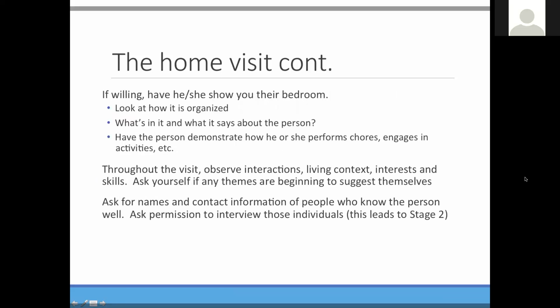If willing, have the person show you their bedroom. So look, how is it organized? And again, this doesn't have to be like a creepy, can you please show me your bedroom? But as the person is talking, oftentimes they may be describing something that's really important to them. And I'll say, hey, would you mind showing me that? Or they might say, I have an extensive jewelry collection. Would you mind showing me that extensive jewelry collection? And they say, well, sure. Oftentimes maybe that's kept in their room. And so they give me a tour and they show me that extensive jewelry collection.